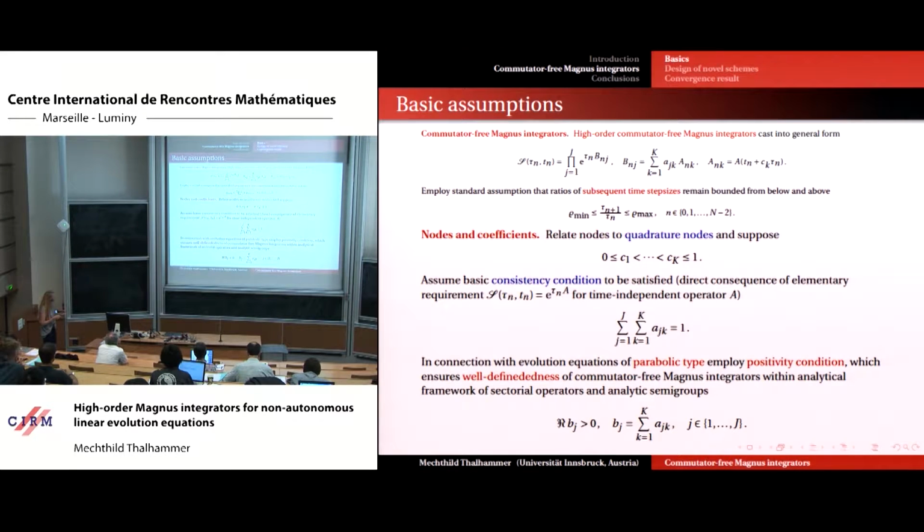Okay, maybe I can be very brief on this. You have natural assumptions. In order to have stability, you need some bounds on the time step sizes. You naturally will choose quadrature nodes for your nodes. You have very basic consistency conditions which come from considering the autonomous case, and then you have this additional condition in connection with parabolic equations.